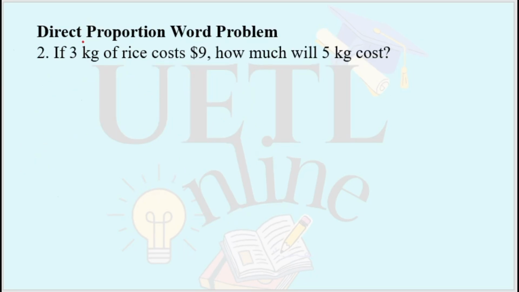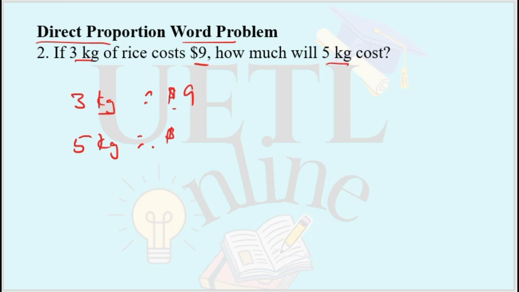Now let's look at another part of proportion, which is a word problem of direct proportion. You know what I mean by direct. The question says that if 8 kg of rice costs $9, how much will 5 kg cost? The first thing, we have a rate here, so let's write it down. We have a rate which says that 3 kg is to $9. Because these are different, it becomes a rate. Then here we want to find out 5 kg, how much will it cost?